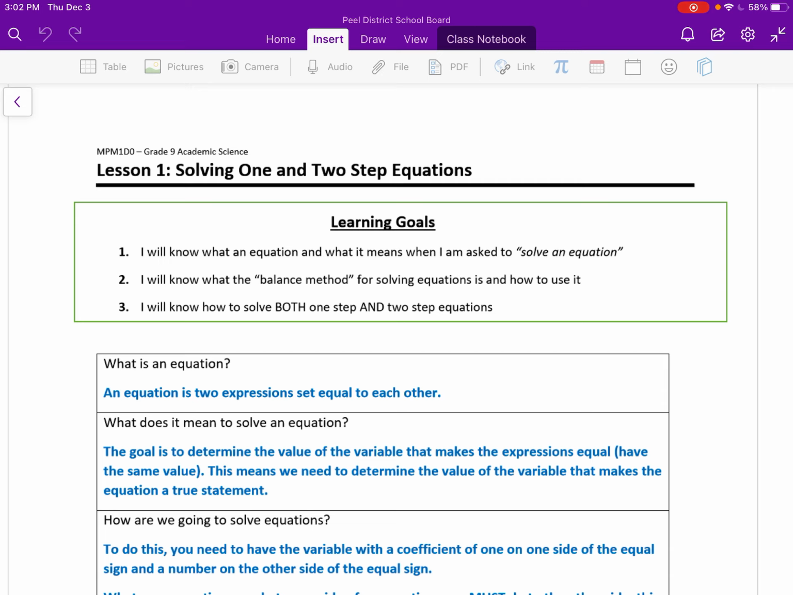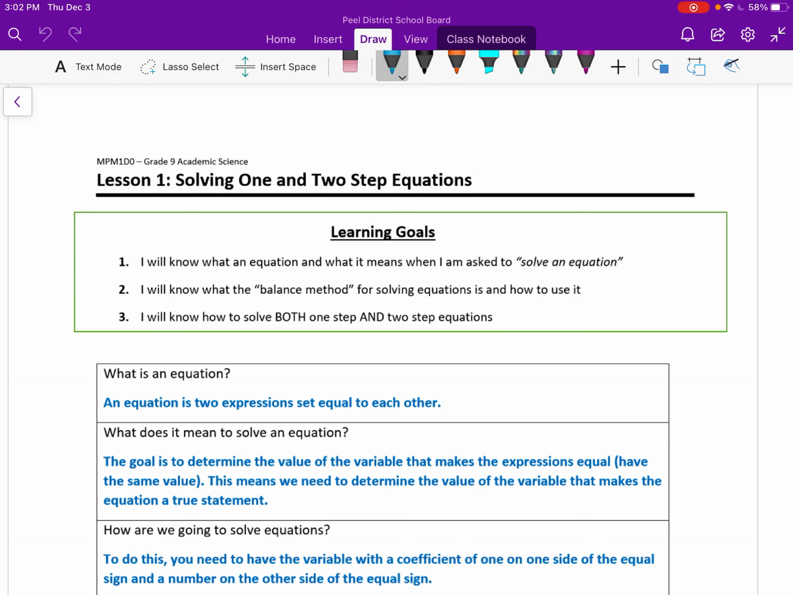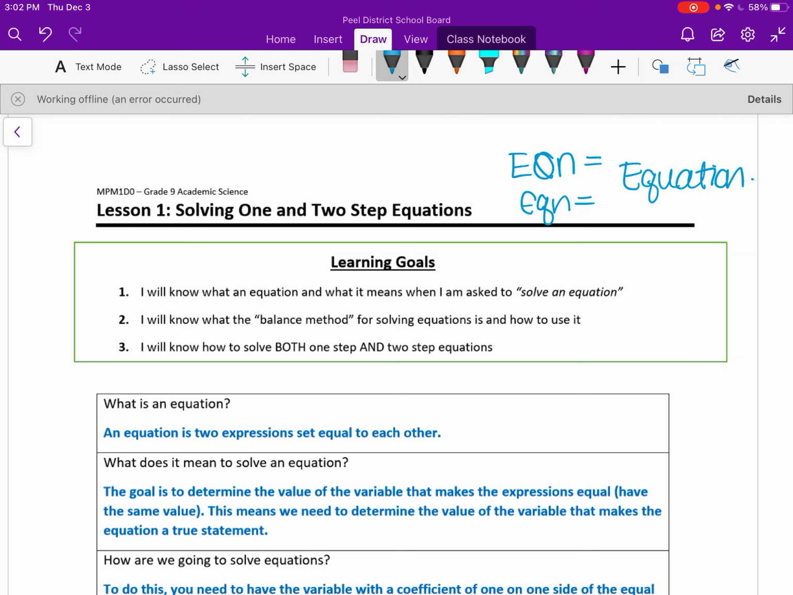So we're going to start off with what is an equation. An equation is two expressions that are set equal to each other. The example that we did in class together today was really simple. I also want to point out that I sometimes write "equation" in a short form. Both of these just mean equation. It's a short form that I use, and some of your other teachers will use it as well.